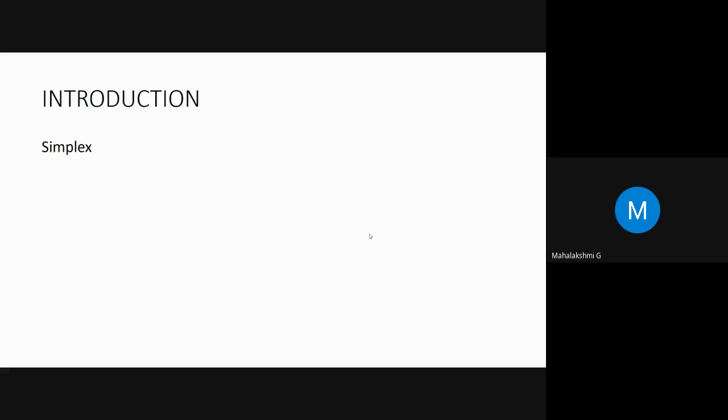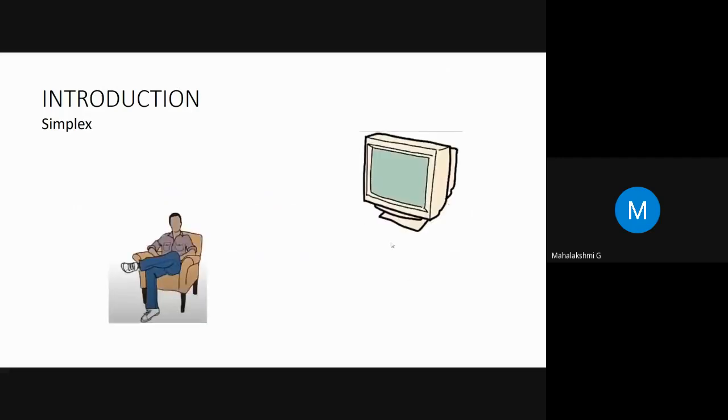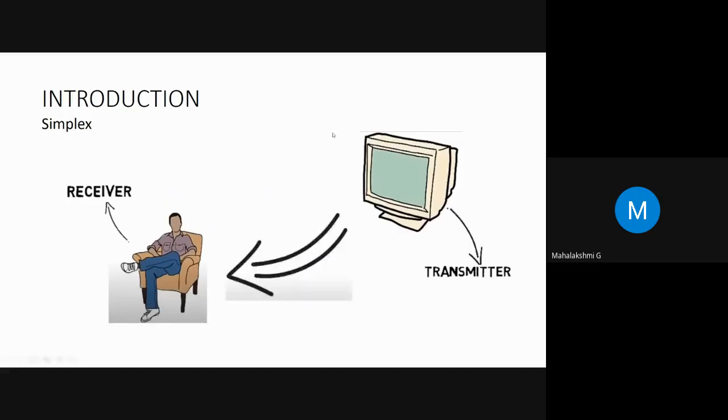Here I show one small example using television. We have a television and a man watching the television. So we have a receiver and a transmitter. But when you see the flow of the communication, it always occurs in only one direction. That is, the message can be sent from the television to the man. The vice versa is not possible. So this type of communication is known as simplex communication.